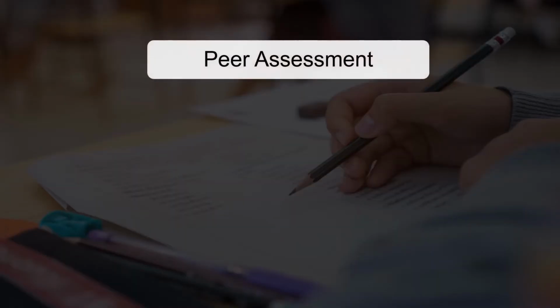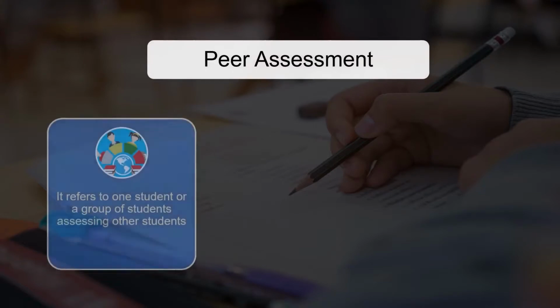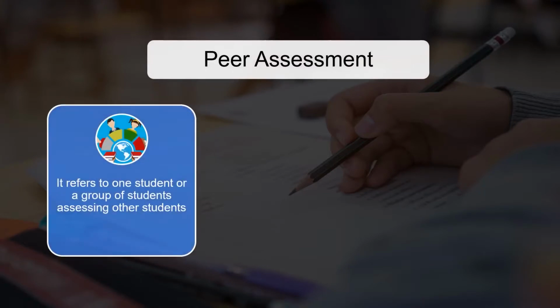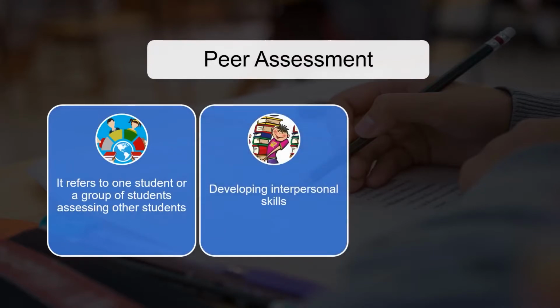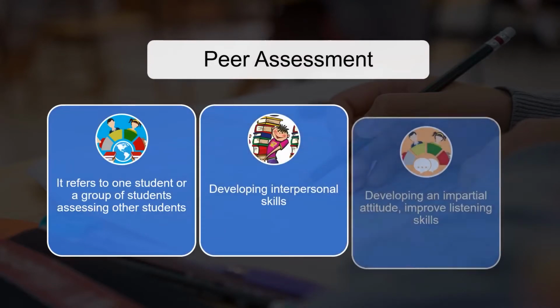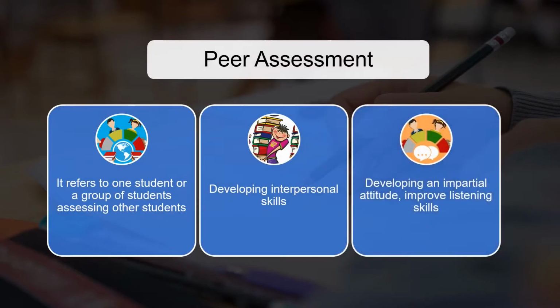First, we are going to discuss peer assessment. When we think of peers, we know that it's a group consisting of homogeneous learners, and it refers to one student or a group of students assessing other students. So it helps to develop interpersonal skills, develops an impartial attitude, and improves listening skills. This is very important in 21st century assessment.